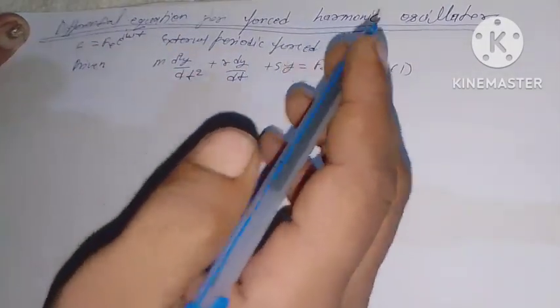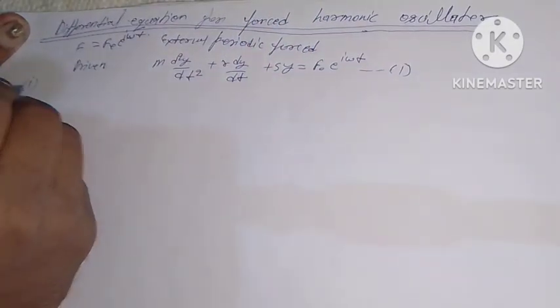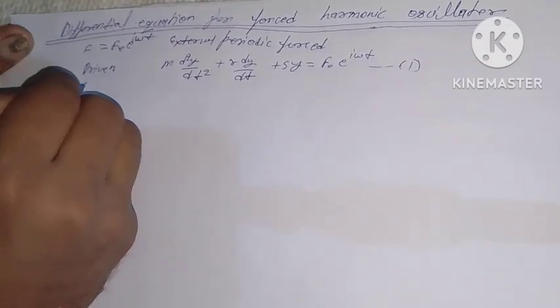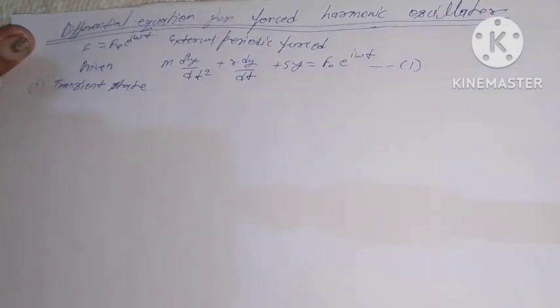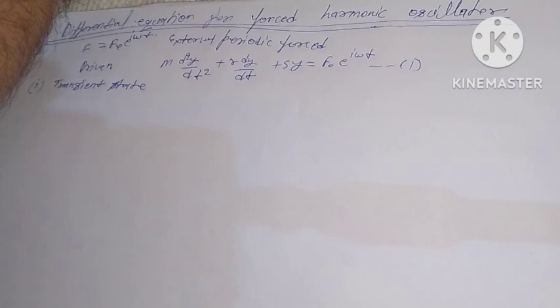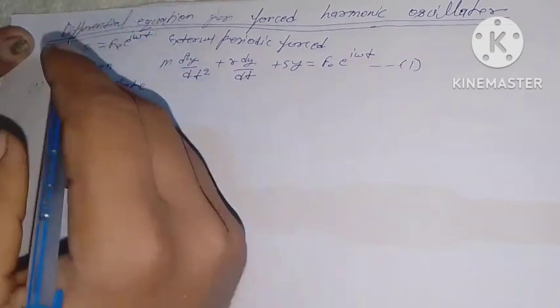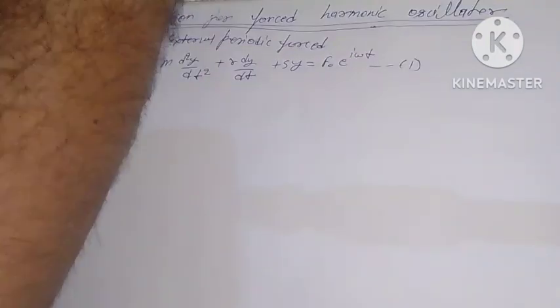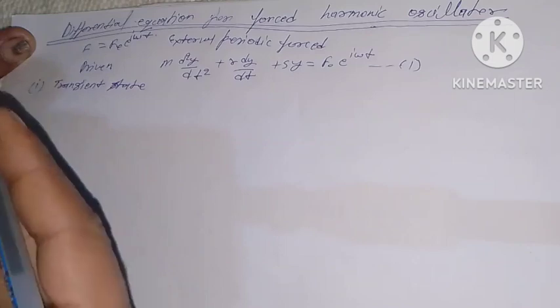The complete solution of this equation will consist of two parts. First, the transient state. The first part is known as the transient term, which dies away with time. The transient behavior persists only for a short interval of time.